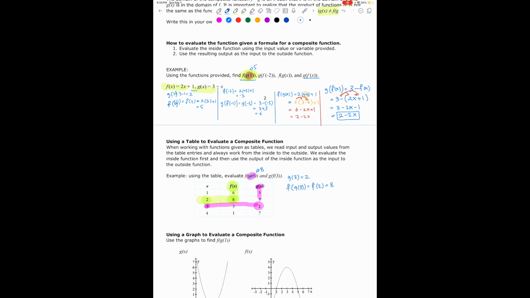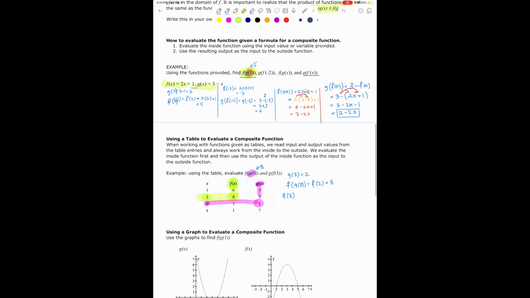Now g of f of 3. So we're going to find f of 3 first. So f of 3 is f when x is equal to 3. F when x is equal to 3 is 3. So we know that this is equal to 3. So that means g of f of 3 is basically g of 3. We computed that. So g of 3 is g when x is equal to 3. So here is g when x is equal to 3 is equal to 2. So the final answer will be 2. Hopefully that was clear as well. It takes a little bit of practice.